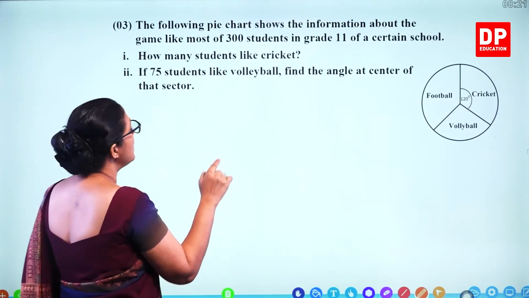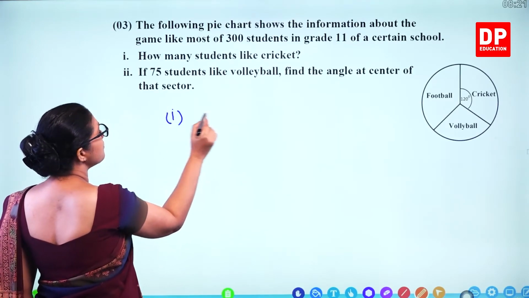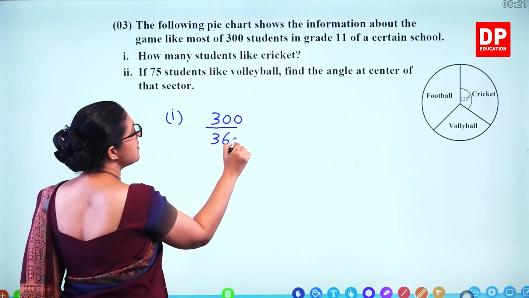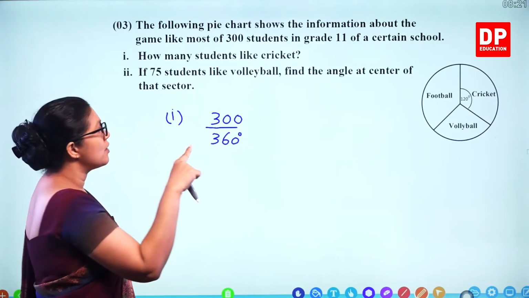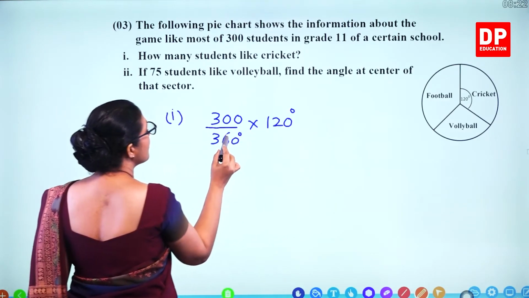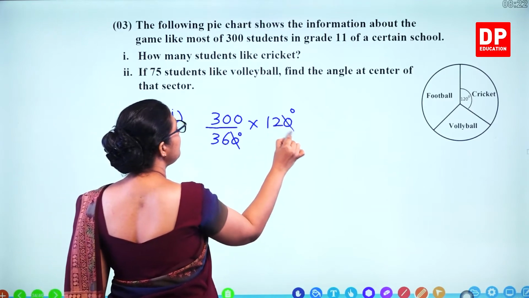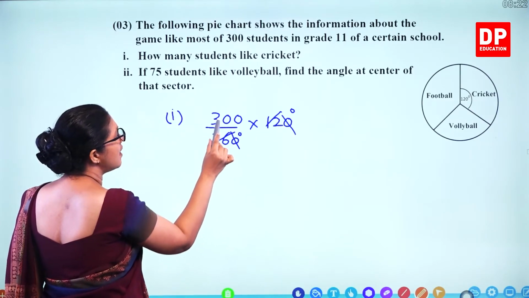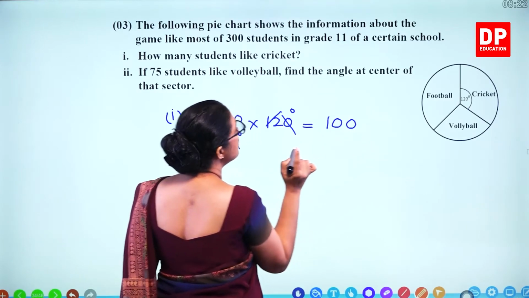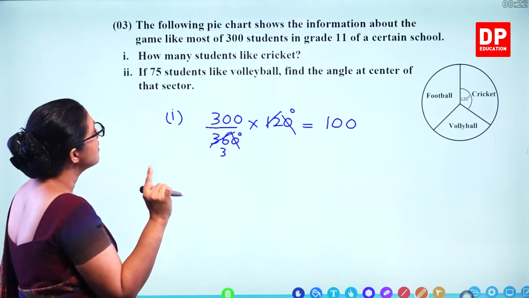So we'll divide 300. That's 360 is the full circle. But we want only 120 degrees. So you get 3 here. 300 divided by 3, 100 students like cricket.